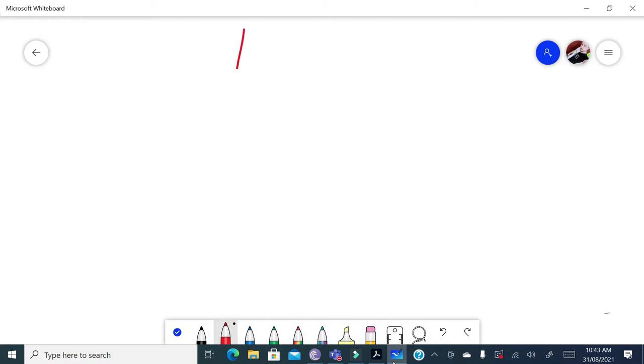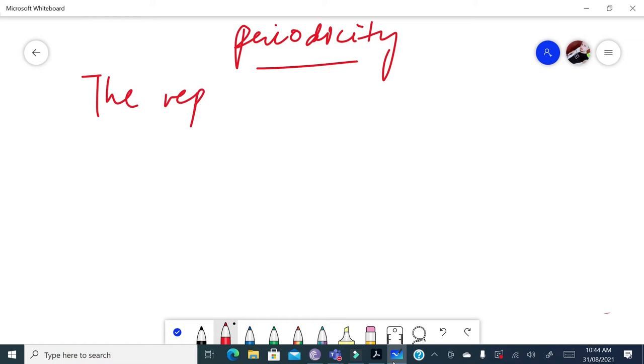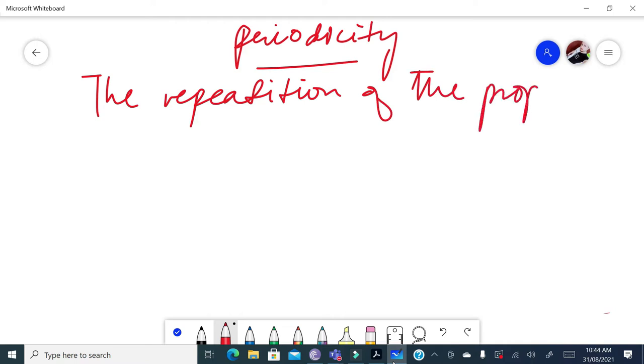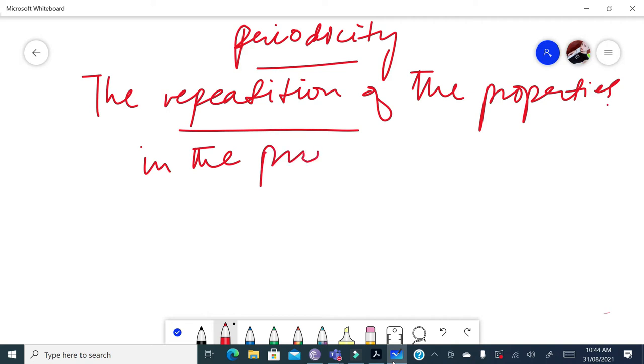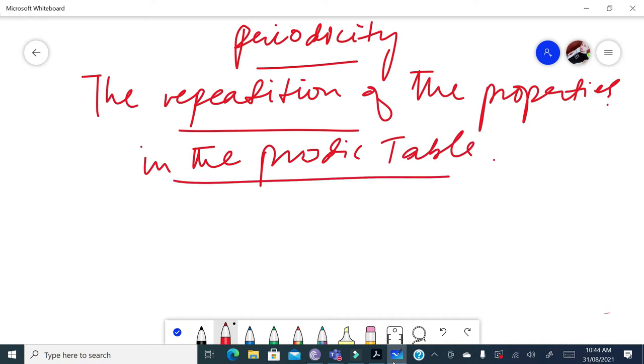Periodicity. Periodicity means the repetition of the properties. Okay. In the periodic table. Keep this in your mind. Are you with me, everyone?